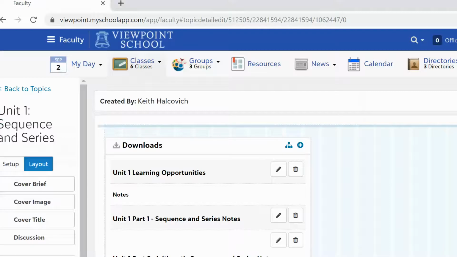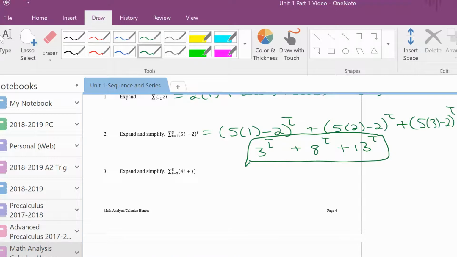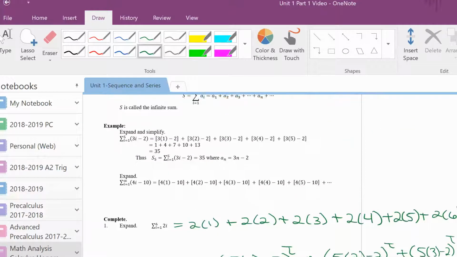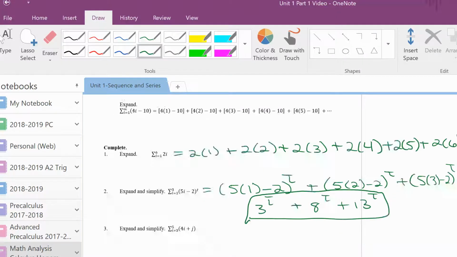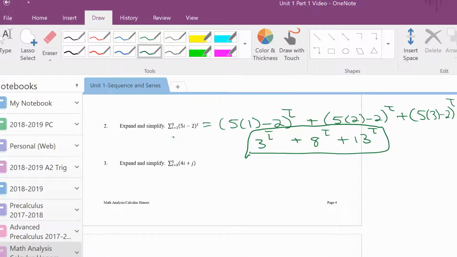And so we will say, like it did here, how many ever terms there are. Here there are 3 terms. So the sum as i equals 1 to 3 of 5i minus 2 to the t is equal to that. So the partial sum of the 3 terms is equal to that.